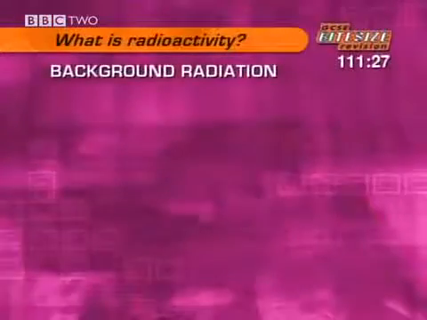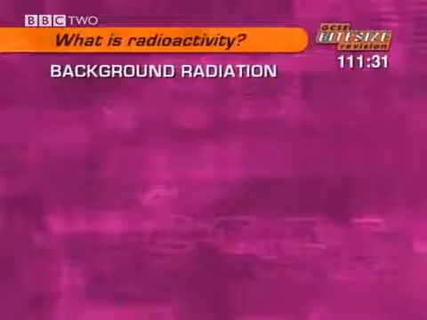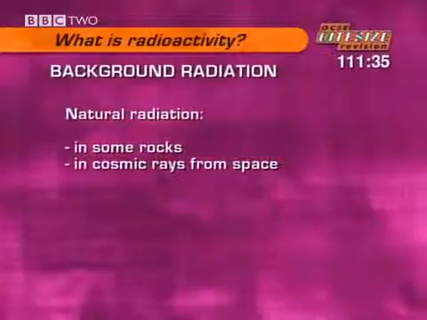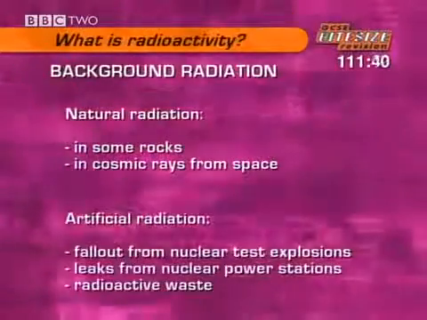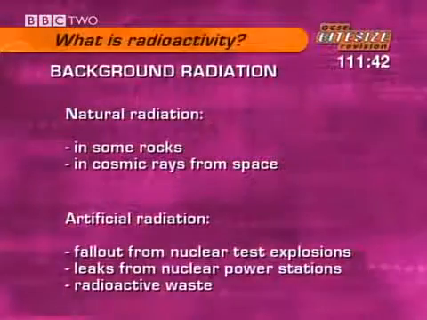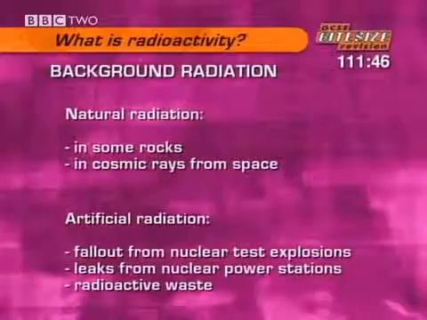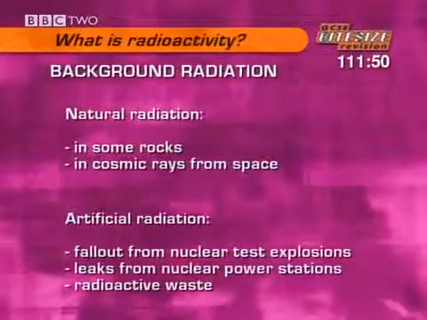Small amounts of radioactivity are all around us. This is called background radiation. Background radiation occurs naturally in some types of rock and in cosmic rays from space. We are also exposed to increasing levels of artificial radiation, from fallout from nuclear test explosions, leaks from nuclear power stations, and from radioactive waste from industrial processes.